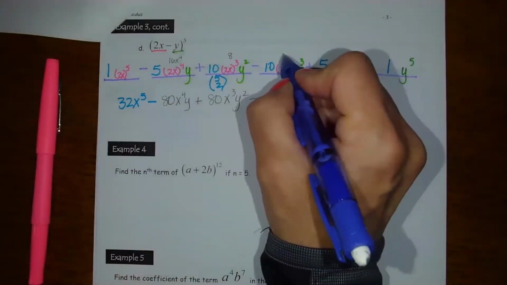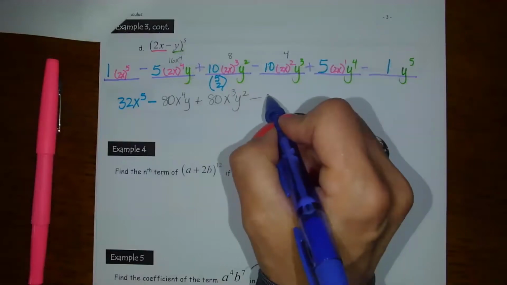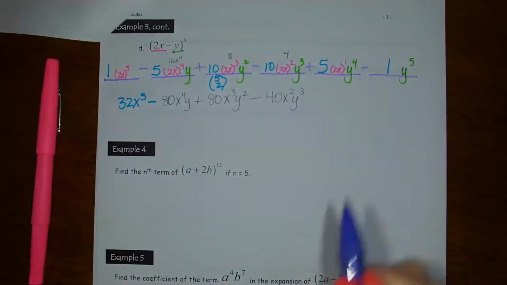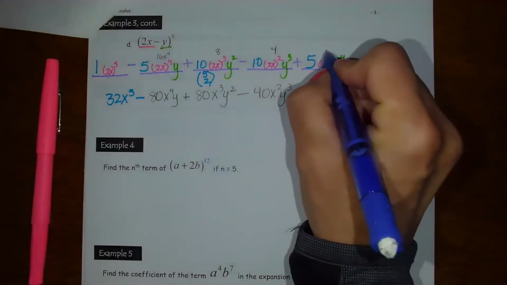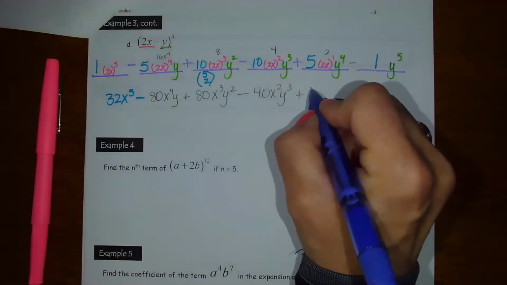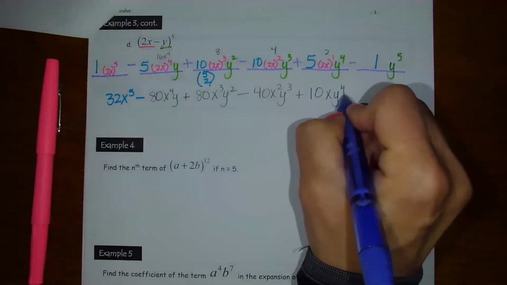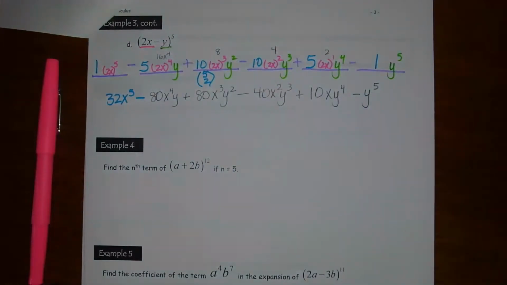2 squared is 4. 4 times 10. See how the x and y don't change anything? This is 2 to the first, which is just 2. 2 times 5 is 10. That was just 1. Isn't that cool?